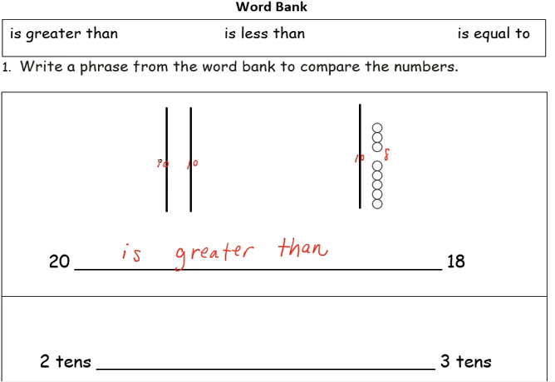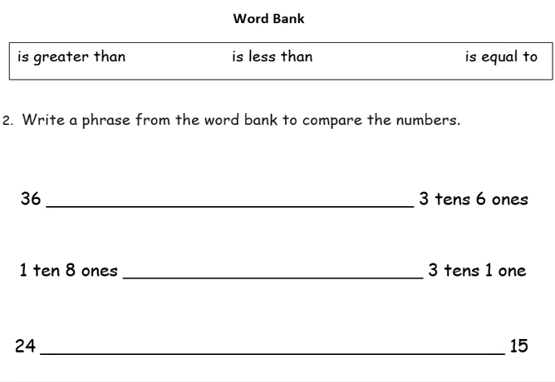Looking at the next problem, I don't have pictures, but I'm comparing 2 10s to 3 10s. Well, 2 10s would be less than 3 10s because it has a fewer number of 10s. So in this case, we'll write 2 10s is less than 3 10s. And again, the sentence makes sense when we read it from left to right. We'll continue the process in the next section.